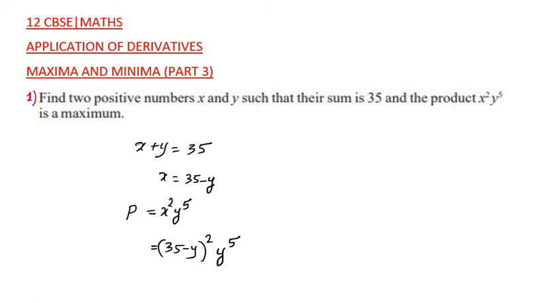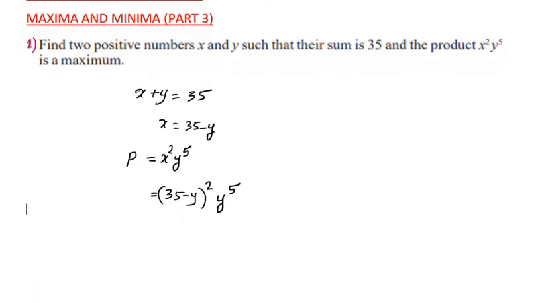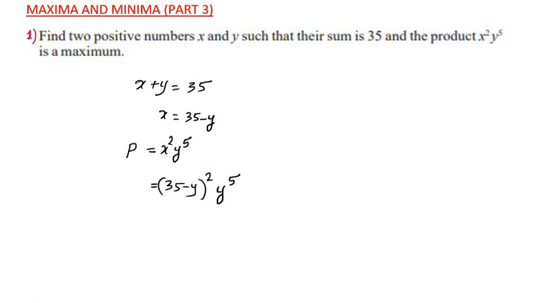Understood? Even I can write in terms of x. I told you what problem we have if I write in terms of x: either I must expand (35 minus x) whole power 5, otherwise I must use the product rule. But here the expansion becomes easy, and also I need not use the product rule. Now see, (35 minus y) the whole square.